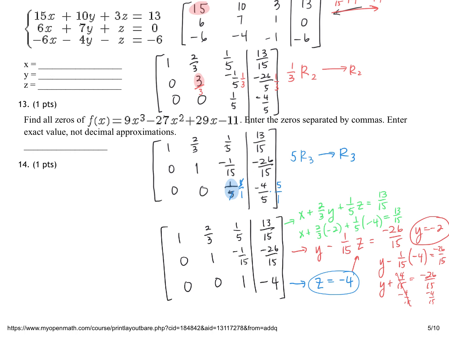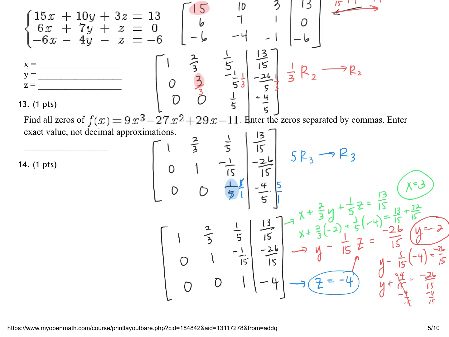So let's see, 2/3 times -2. Okay, so that's -4/3. And then 1/5 times -4 is -4/5. So -4/5 plus -4/3 is equal to -32 over 15. So then I would be adding 32 over 15 to this side. So 32 over 15 plus 13 over 15 is equal to 3. So x would be 3.